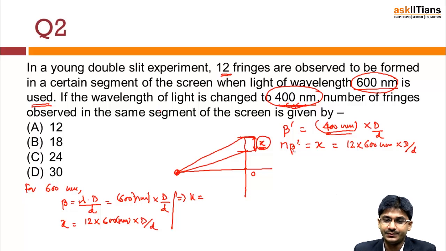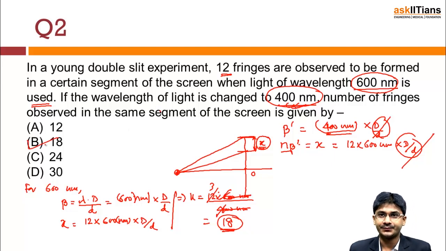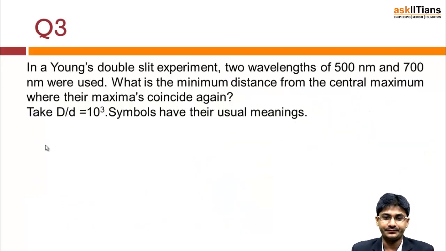n will be equal to 12 into 600 by 400 nanometer, right? This d by d will cancel out, and you will have n be this by 400. So this 6 is there, this will cancel this to make it 3, this is 6 into 3, that is 18. So what is the answer? The answer should be B. Okay, let's move to the next question.